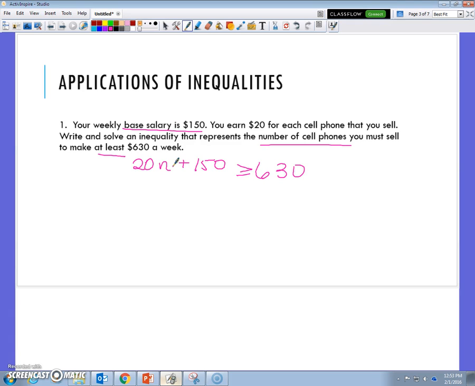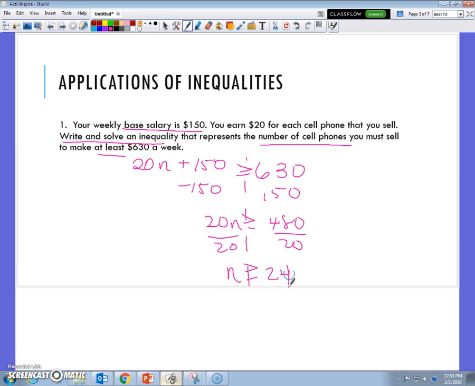It says write and solve an inequality, so let's go ahead and solve it as well. In this case, we're going to start by subtracting 150, and just keep in mind the goal is to get the n isolated or by itself, however you want to think about it. Greater than or equal to, what would that be? 480, and then divide by 20. So in this case, n will be greater than or equal to 24.